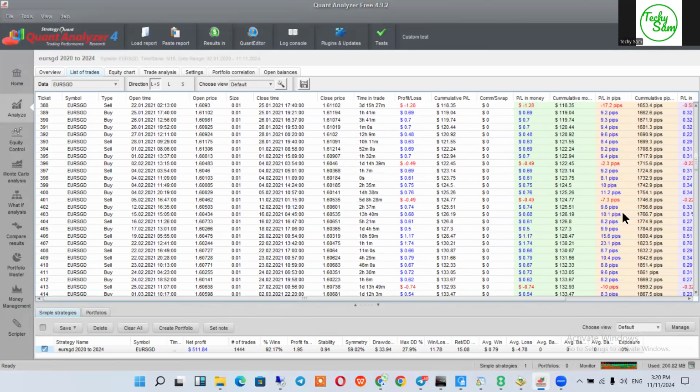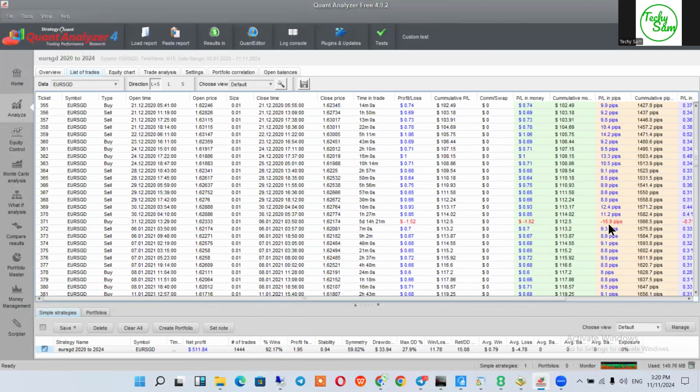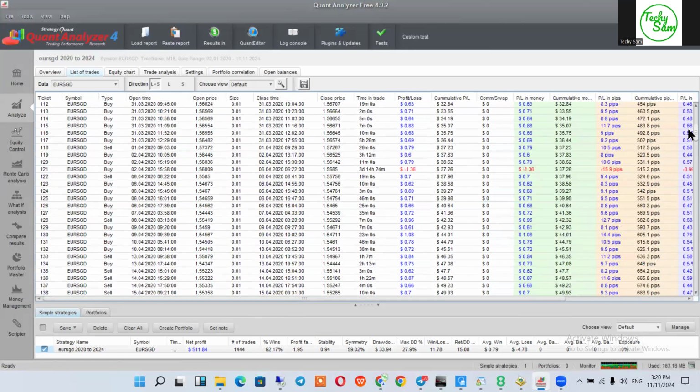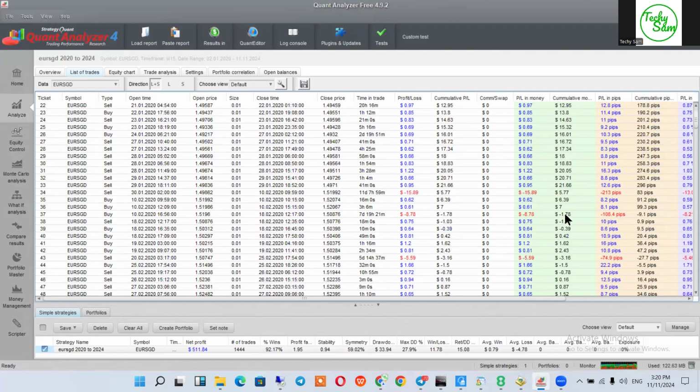But you can see that the majority of the time we have profitable trades, lots of profitable trades that cover for any losing trades that we may be having. So this is the settings that is working on your account.